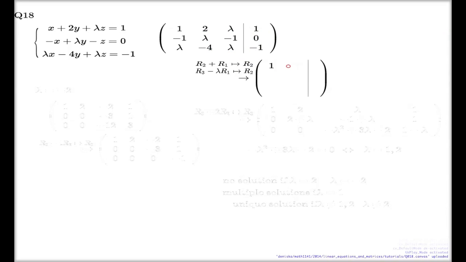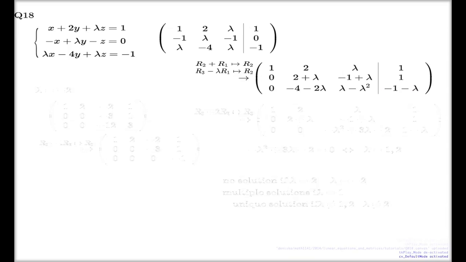So if I do that, look at this. The first row is the same. Second one, 0 as expected. Here we will have lambda plus 2 because we add them. Here we will have -1 plus lambda, and here we'll have 1. This is the result of this operation. The result of the other operation: 0 here as expected, -4 take 2 lambda, that's true, lambda take lambda square, that's true, and -1 take lambda.